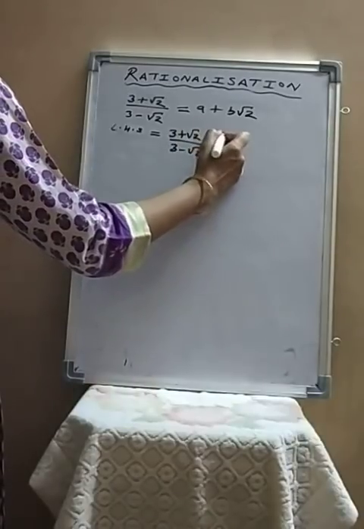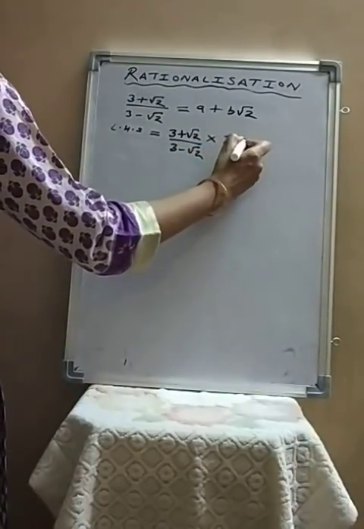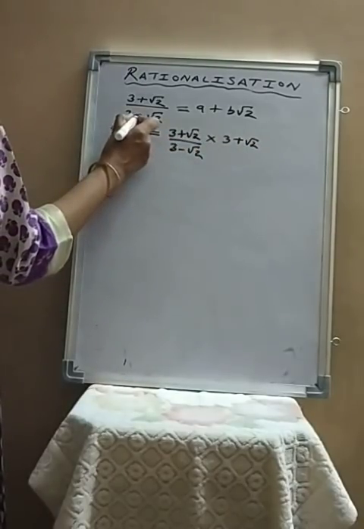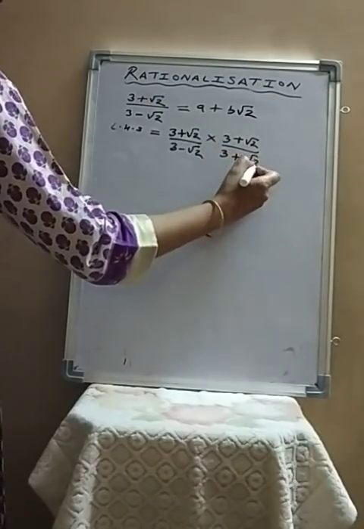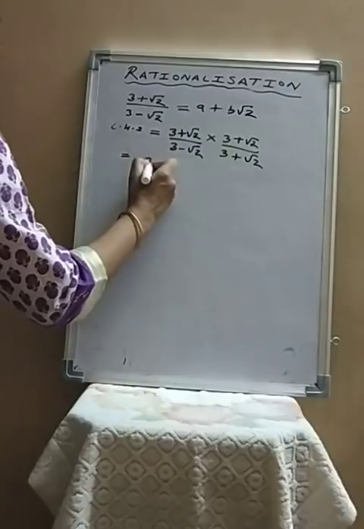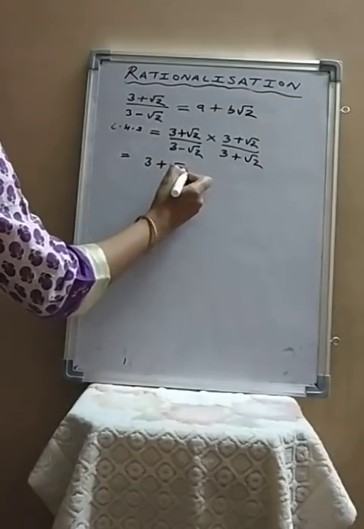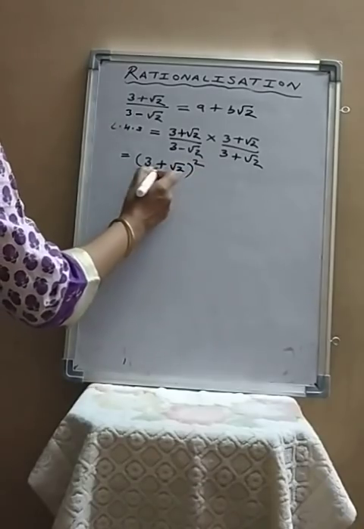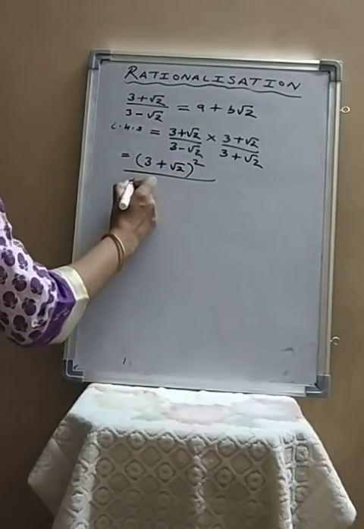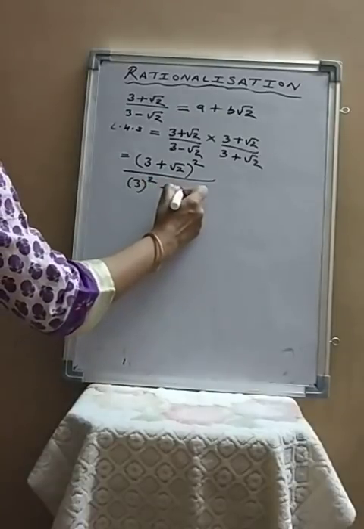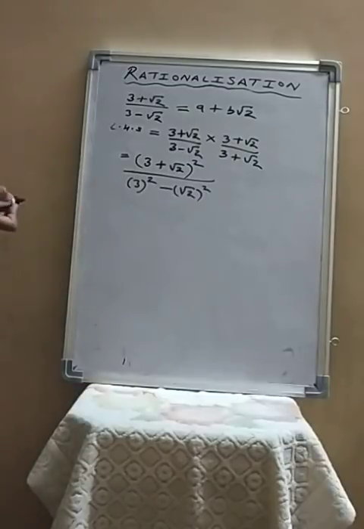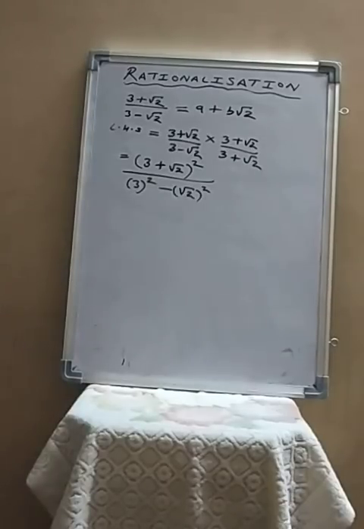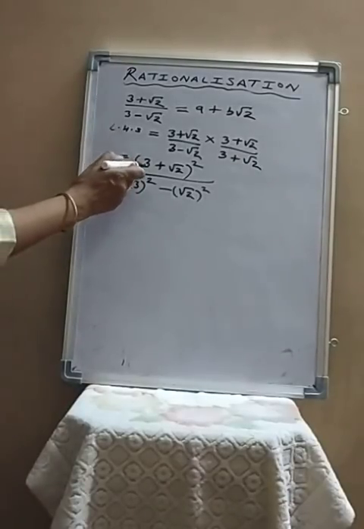Multiply the numerator and denominator by 3 plus root 2. That is the sign which is opposite of this. 3 plus root 2. Now the numerator is an identity, 3 plus root 2 whole square. That is a plus b whole square. And in the denominator we have a square minus b square. Whenever you rationalize, in the denominator you will get this identity a plus b, a minus b, which is a square minus b square. Here in the numerator, this is a plus b whole square.